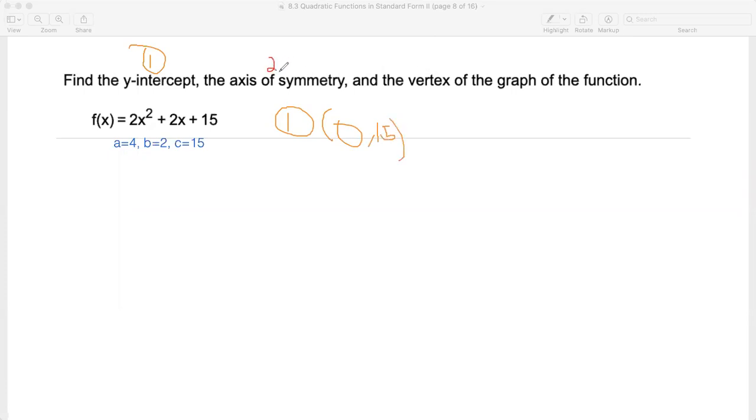Now my axis of symmetry requires the axis of symmetry formula, which is x equals negative b over 2a.